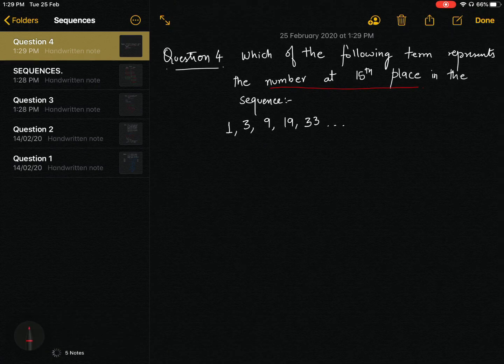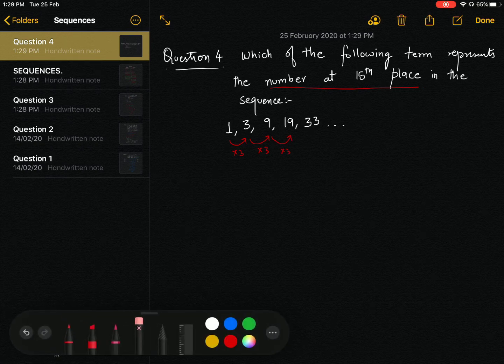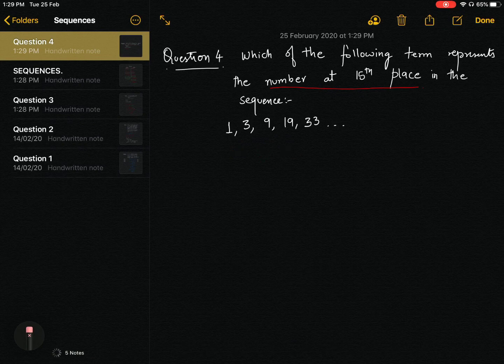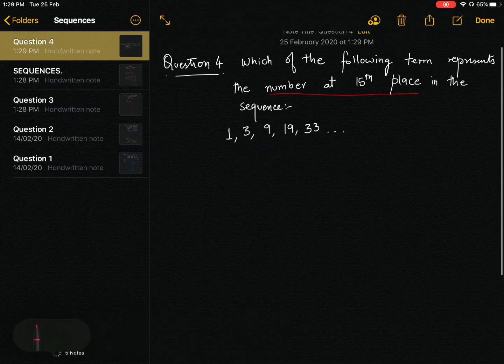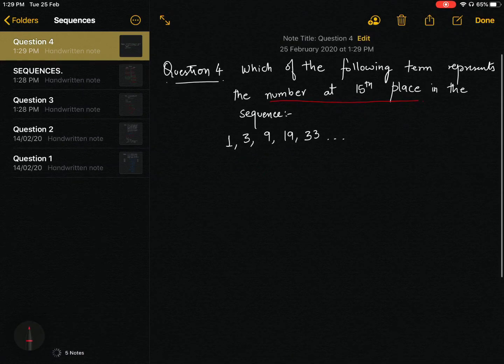Let us see if it's a GP or not. 1 to 3 is times 3. 3 to 9 is again a times 3. Seems like it's a GP. 9 to 19 is not times 3, so definitely this one's not GP either. So which one is it? If this question is there in front of you in an exam, you don't have to worry too much. Just try and figure out some pattern.